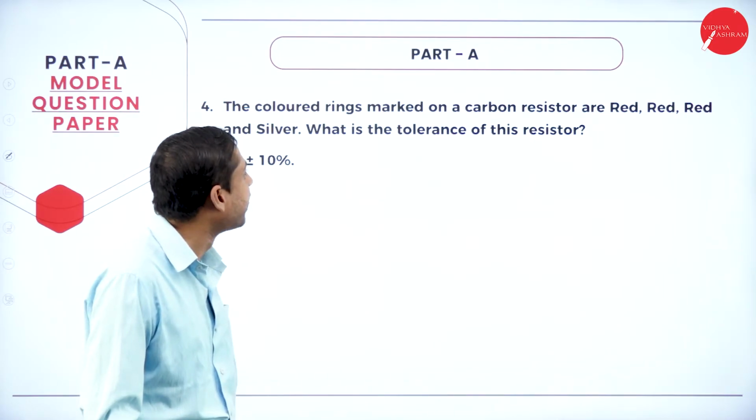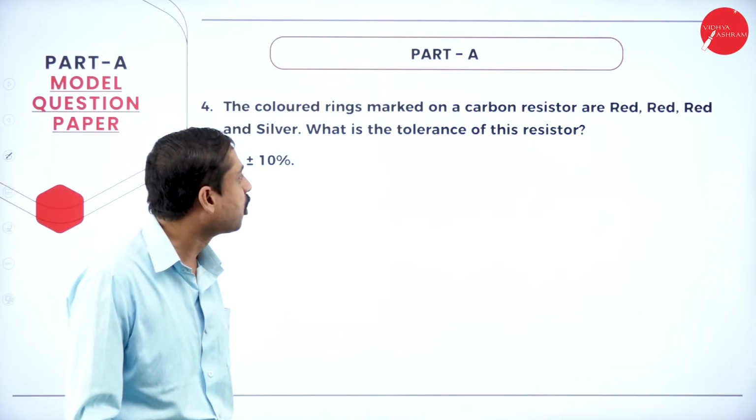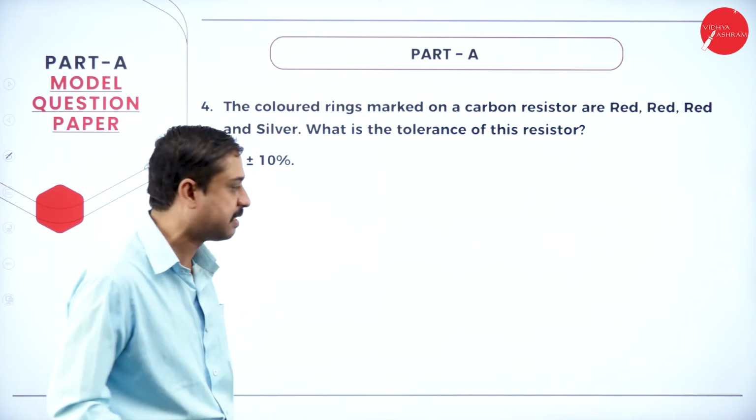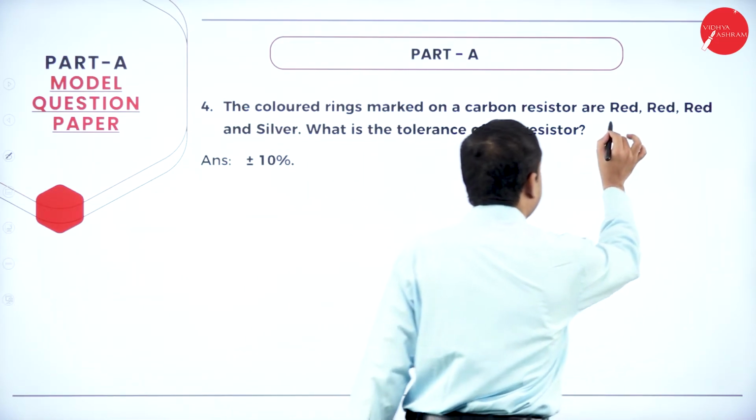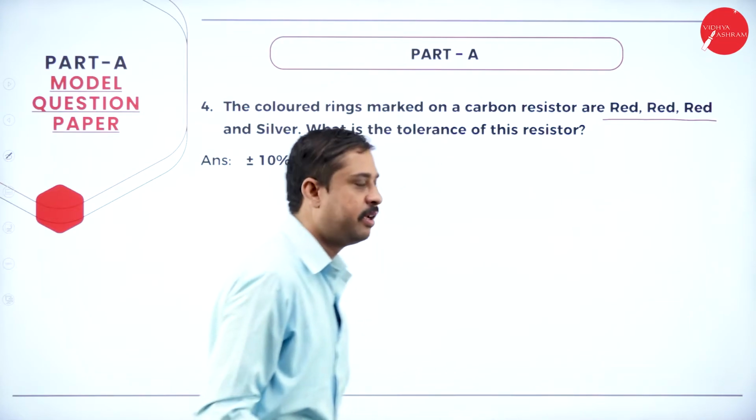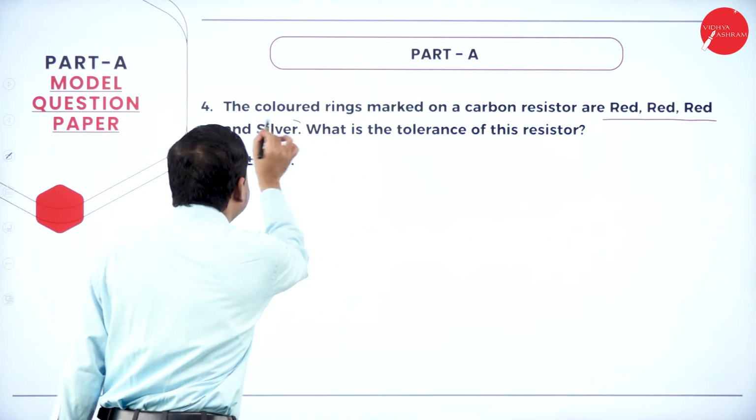The colored rings marked on a carbon resistor are red, red, red and silver.